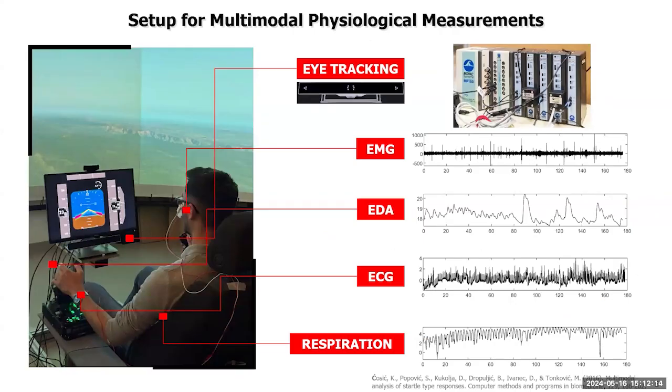The setup for multimodal physiological measurements used in this study is shown on the left picture during testing, and it is equipped to measure EMG, EDA, ECG, respiratory data, and eye tracking data using both the BioPac MP150 system shown on the top of the slide and the GazePoint GP3 HD remote eye tracking system. Some of the captured signals during this experiment can be seen on the right side of this slide.